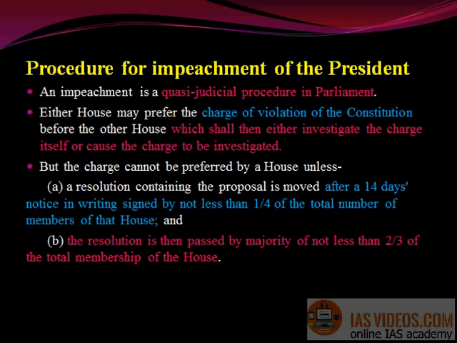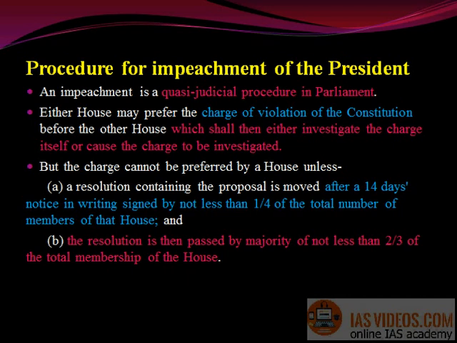Procedure for impeachment of the President. An impeachment is a quasi-judicial procedure in Parliament. Either house may prefer the charge of violation of the Constitution before the other house, which shall then either investigate the charge itself or cause the charge to be investigated.